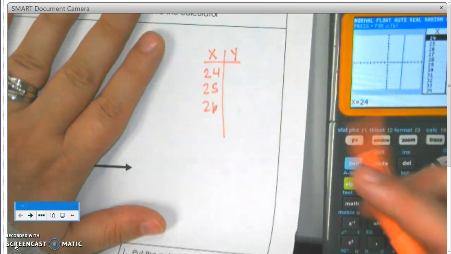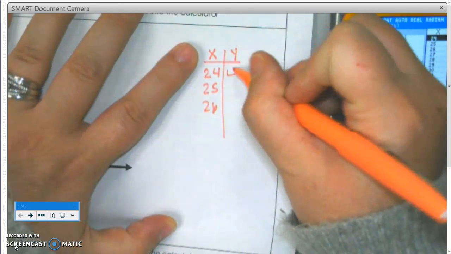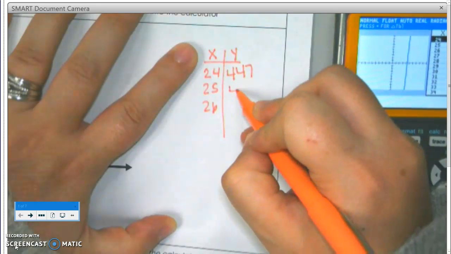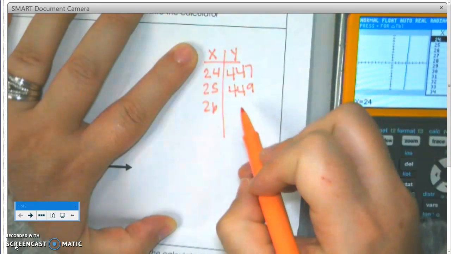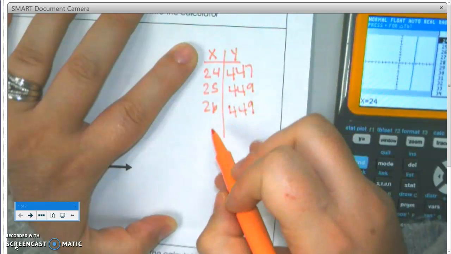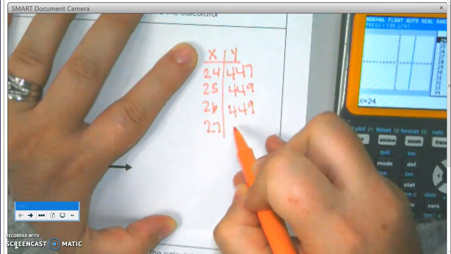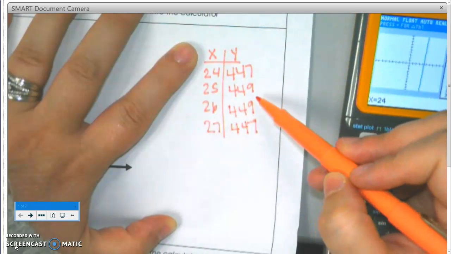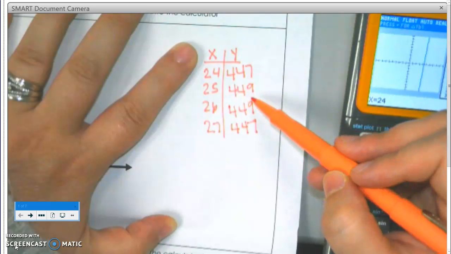So 24 is 447. 25 is 449, 26 is 449, and I'm going to do 27 also, just so I can see, is 447. So there's my symmetry. See how it's repeating itself?